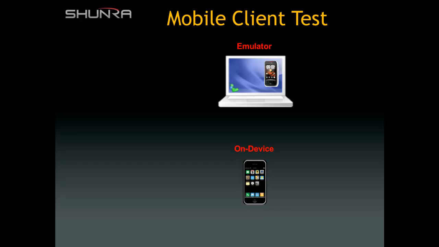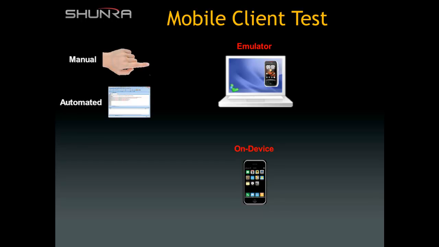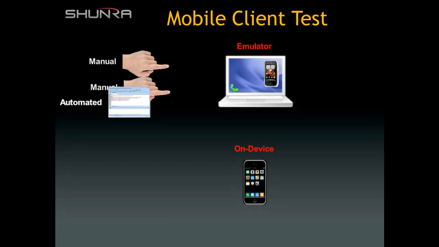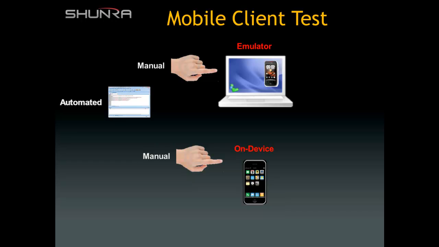Whether testing using an emulator or on device, there are fundamentally only two ways that the tests can be executed. These are namely manual execution or using automation. Both for emulator or on-device testing, manual execution means clicking on the interface to exercise the required functionality.